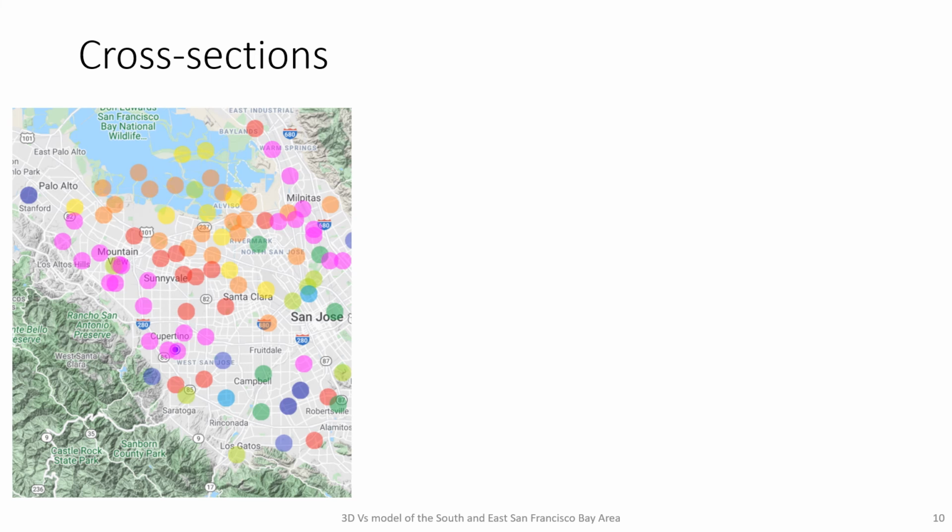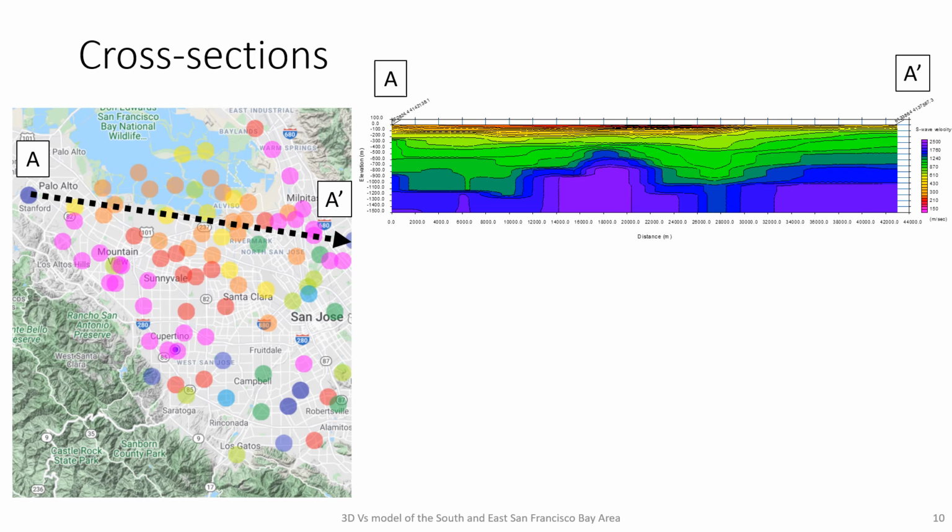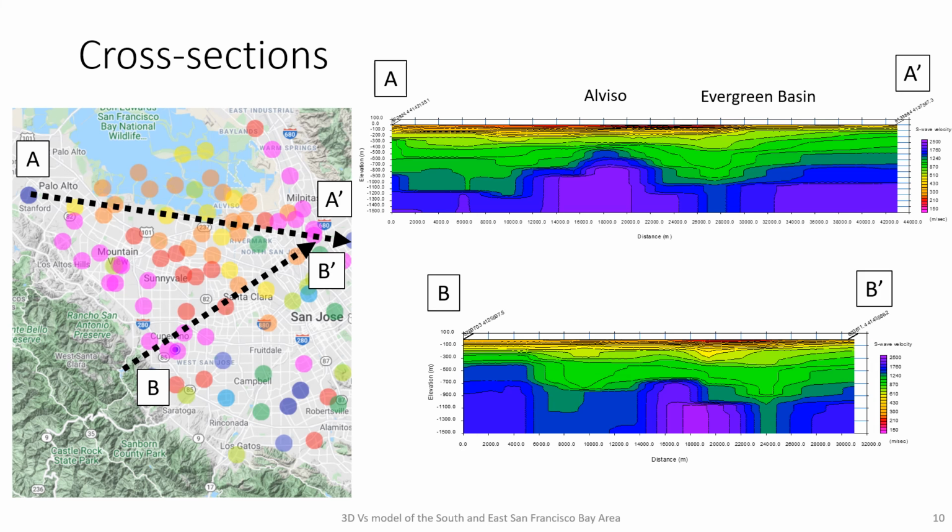Now I take a look at cross-sections at South Bay. Here is a cross-section from Menlo Park to San Jose. The shallow bedrock is clearly shallower at Alviso and deeper at Evergreen Bays. Here is a cross-section from Cupertino to San Jose. The shallow bedrock is clearly shallower at SJC and deeper at Evergreen Bays.